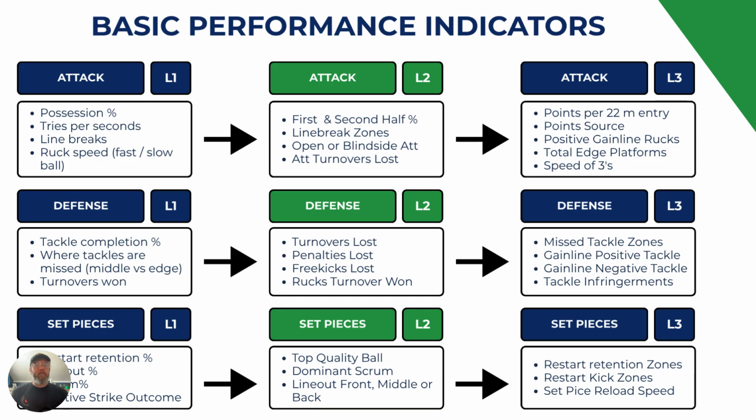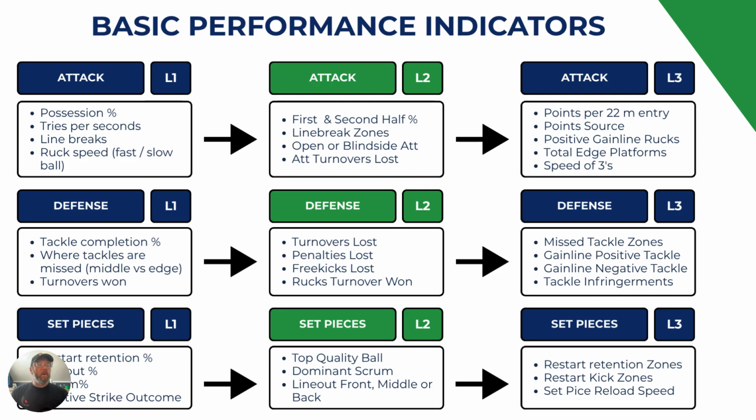When you look at level 1 attack, your possession percentage is good: how long did you have the ball? Then you can figure out how effective your attack was by taking your possession time and dividing it by the tries you scored. That can give you an aspect like, we scored a try every 60-70 seconds.